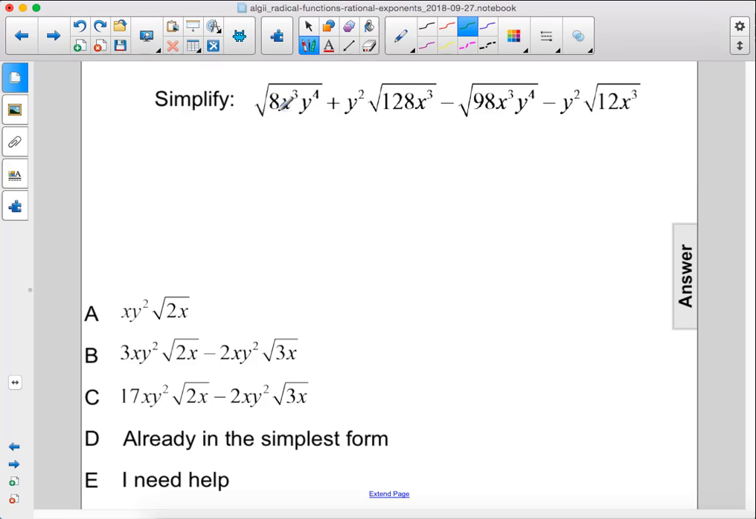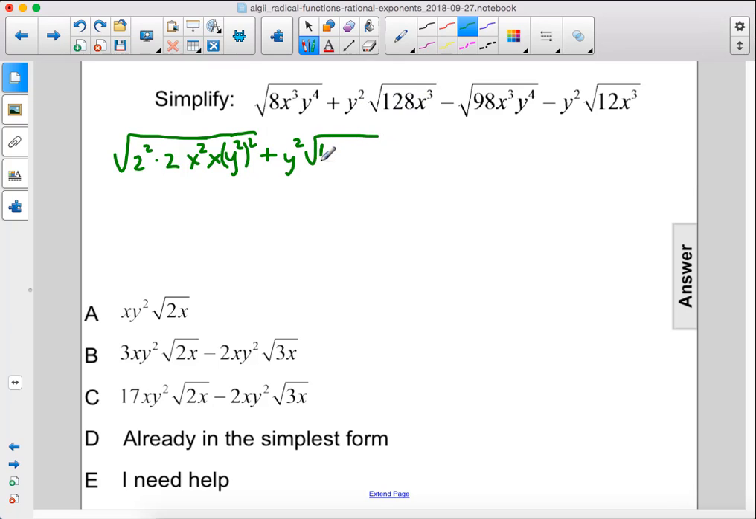So the square root of 8 can be written as 2 squared times 2, because 2 squared is 4, times 2 is 8. X to the third, well, we can rewrite this as x squared times x, and y to the fourth is y squared squared. So let's move on, and then we'll simplify this further after we're done with the rest of the terms. So we have plus y squared times the square root.